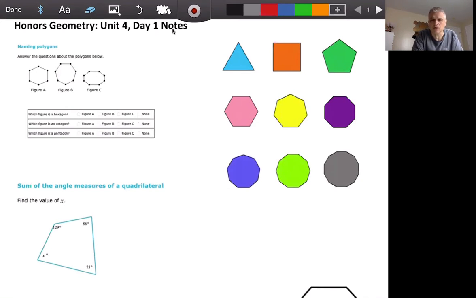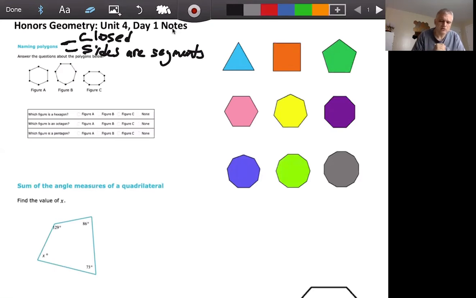polygons. It's mostly going to be quadrilaterals, but this first topic asks about naming polygons. So just very briefly, two things I want you to know about polygons. There are more qualities that polygons have to have, but the main two: number one, a polygon is a closed figure. And second, all the sides are line segments. You can't have any arc, okay? So that's what polygons are made of.